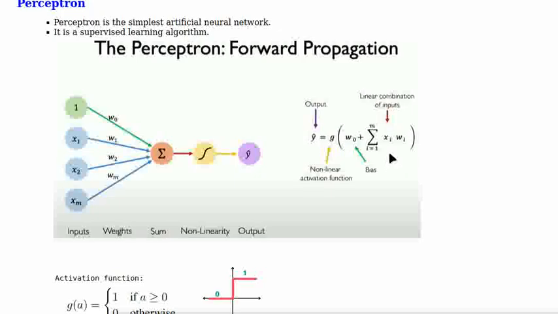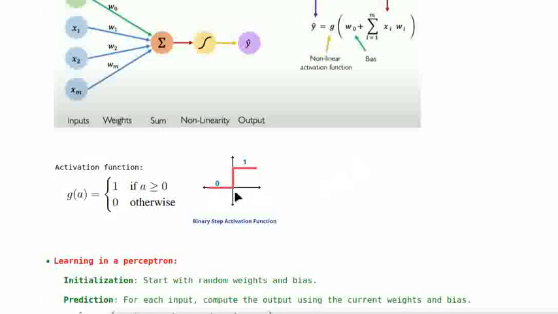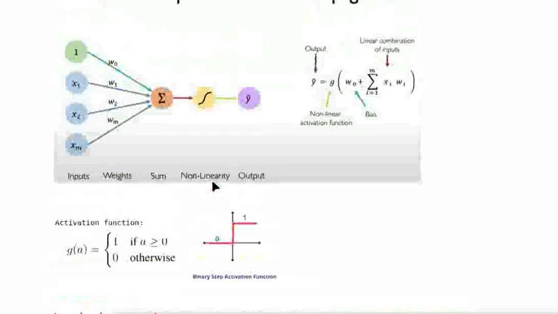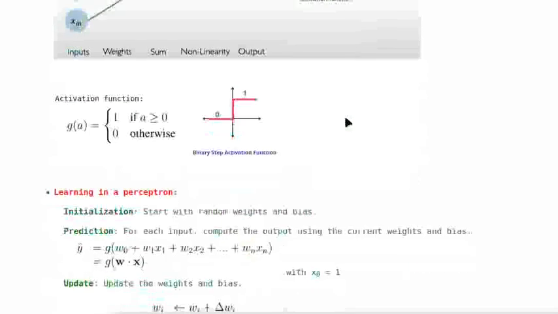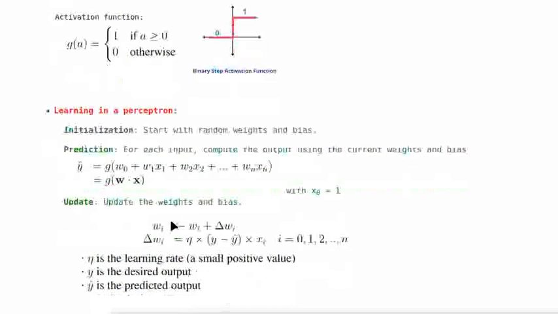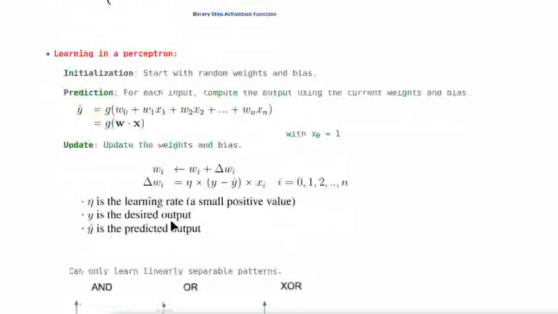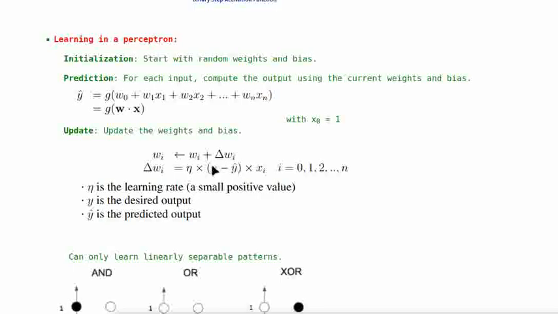For example, the activation function g could be a step function. The perceptron's operation can be summarized by the following equation. To simplify the model, we treat w0 as the bias and set x0 equals 1, allowing the output to be expressed as the dot product of the weight vector w and the input vector x. The weights are updated based on the error between the predicted output y hat and the target, desired, output y. This error is multiplied by a small constant called the learning rate, and then scaled by the input to compute the weight adjustment delta wi. The weights are then updated by adding delta wi to wi.